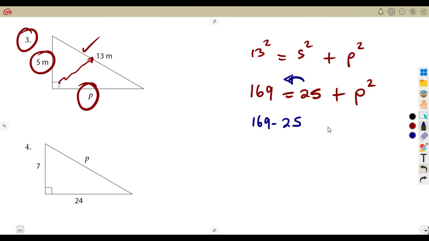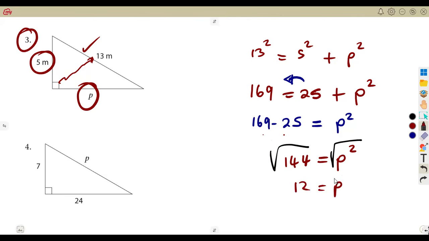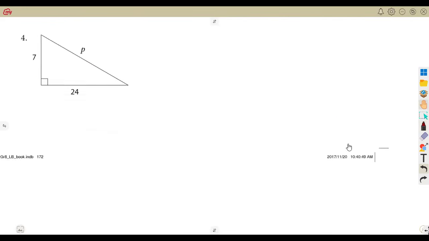So p squared is equal to what? The difference there, which is going to be 144. To remove this square, you introduce the square root, which is 12. Just like that. So meaning to say our p is going to be 12 centimeters. So questions can be given in any format.